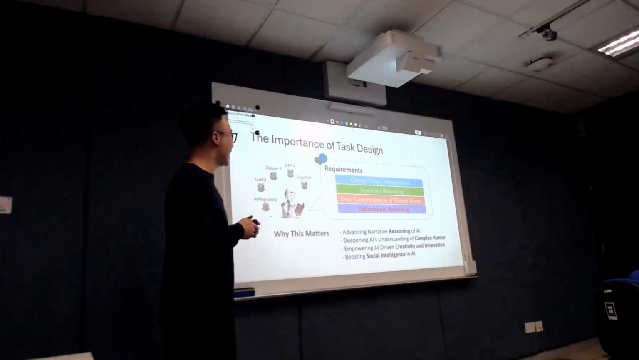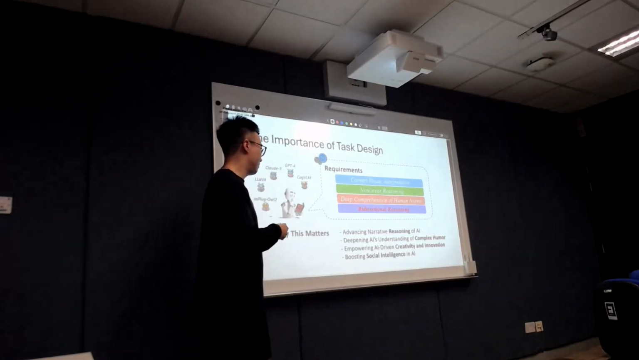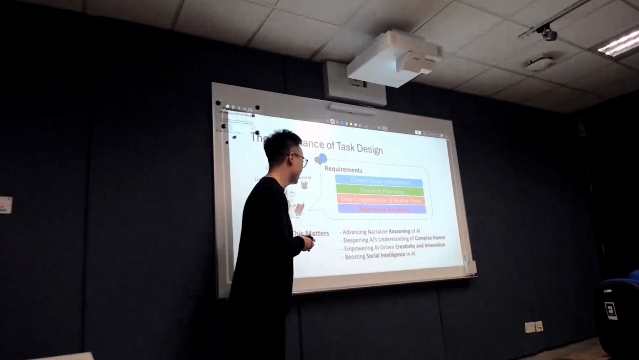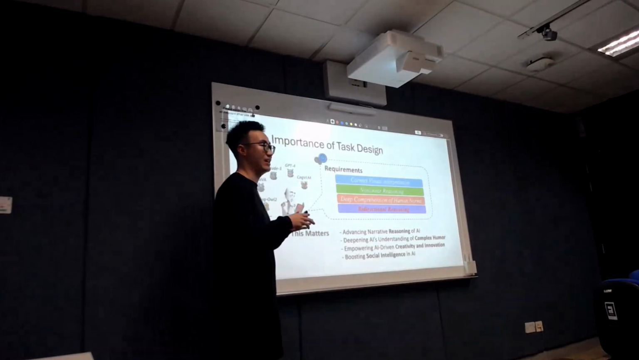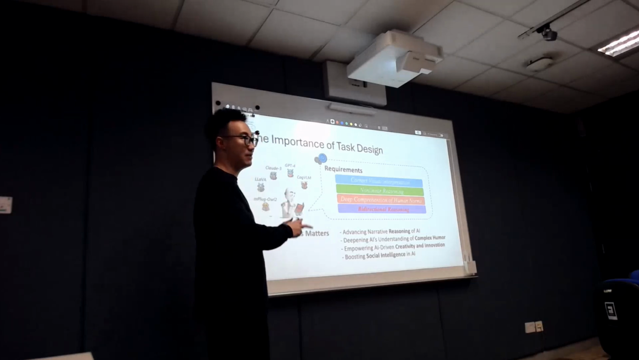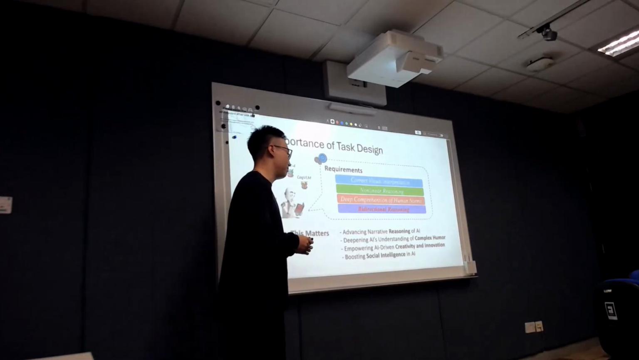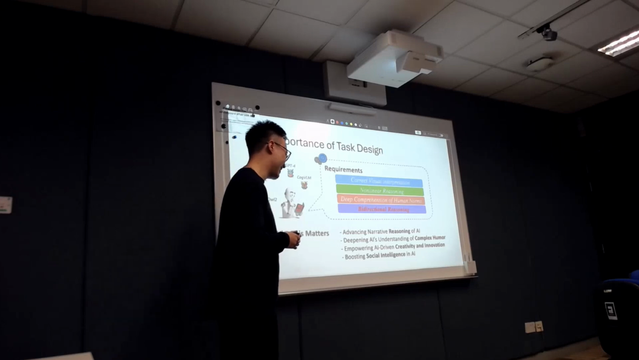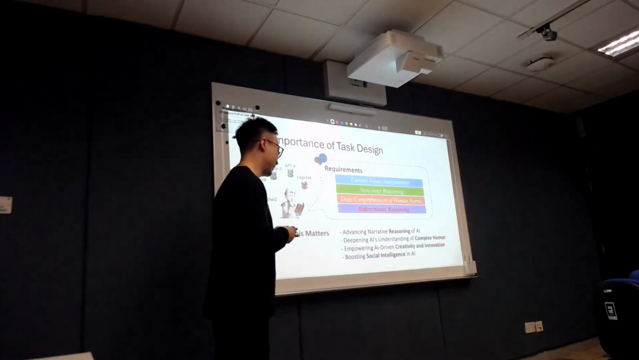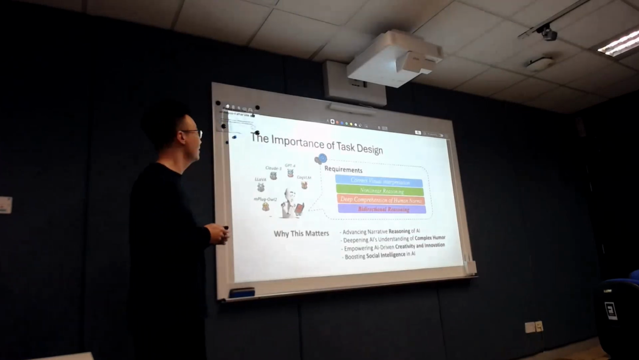Such task design is important because by evaluating the model's abilities on different aspects, we aim to advance the narrative reasoning of AI and also deepen its understanding of such complex humor. It also has the potential to empower AI design for the creativity and innovation of human art, and also social intelligence for AI systems.